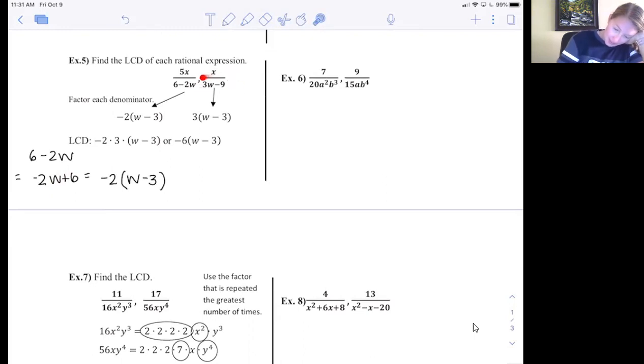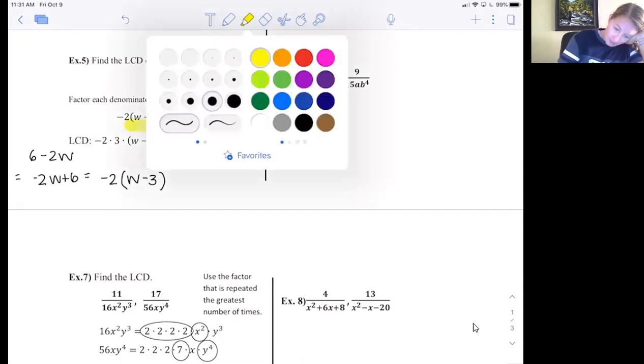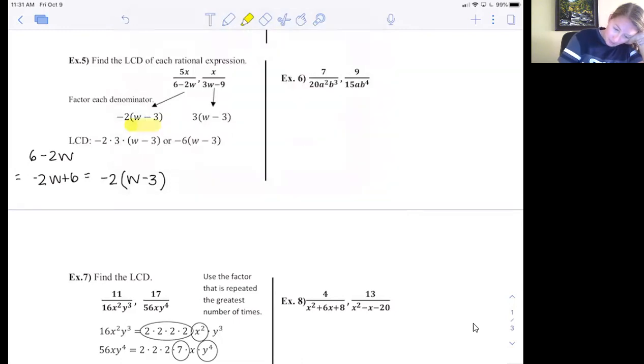In the other one, the w's are in front, so I'm just going to leave it. I can see that I can take a 3 out, so that's what they do right here. I'm left with w minus 3. So I see that what these two have in common is w minus 3.